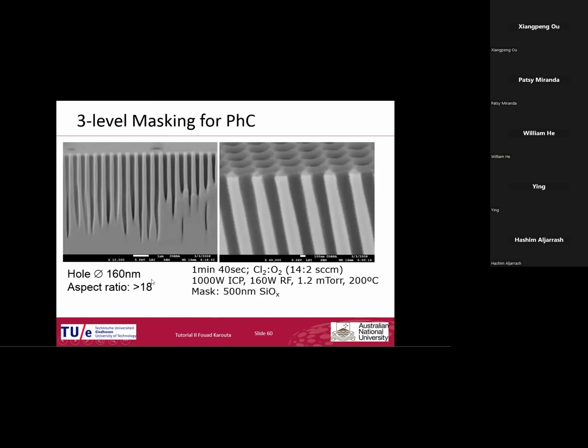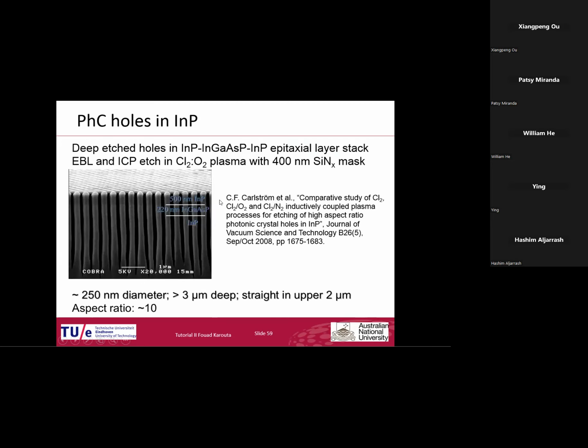With the same technology, when I use the 3-level masking, we managed to get deeper, about aspect ratio 80. But unfortunately, the people who were doing the research work on devices have finished their work, so nobody has used this technology on real devices. But it works very well, you see, and the surface on the top is very smooth, contrary to this one where there's more roughness.